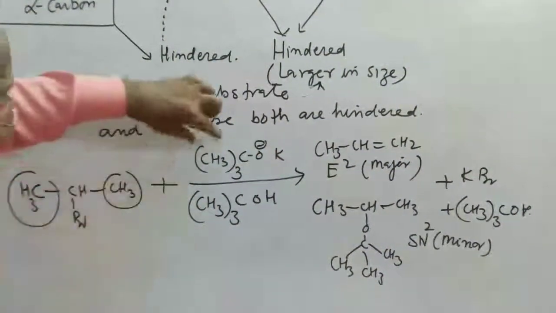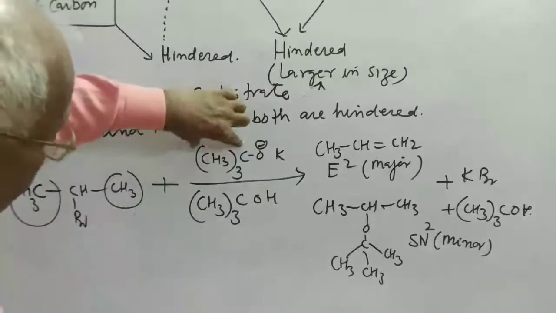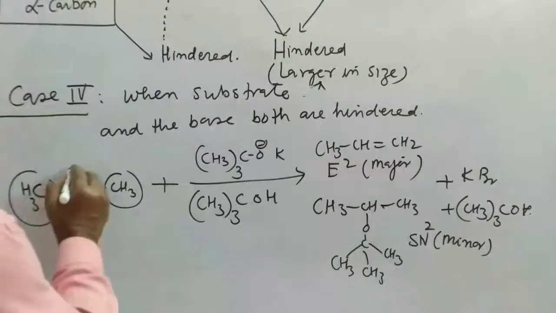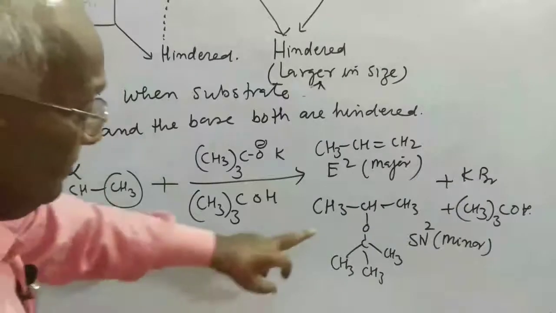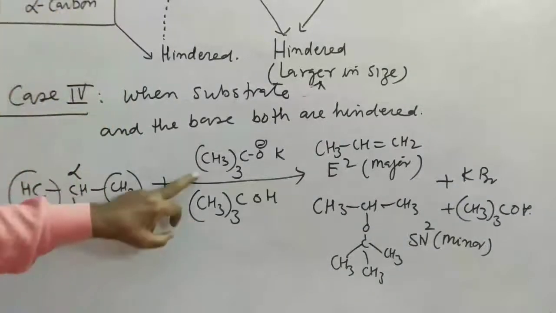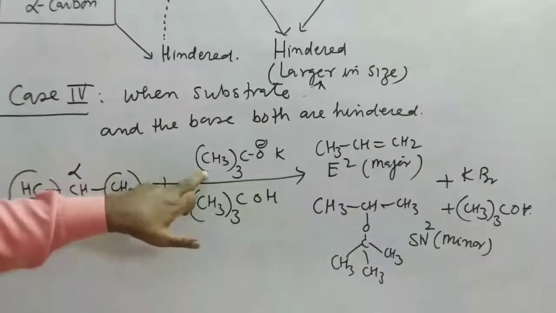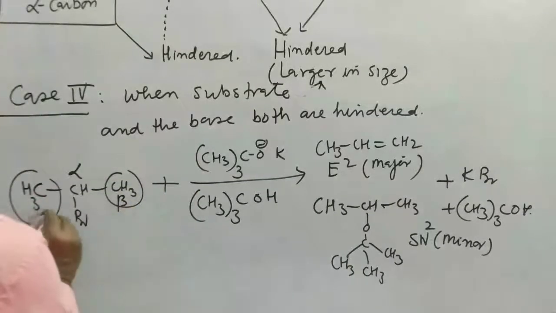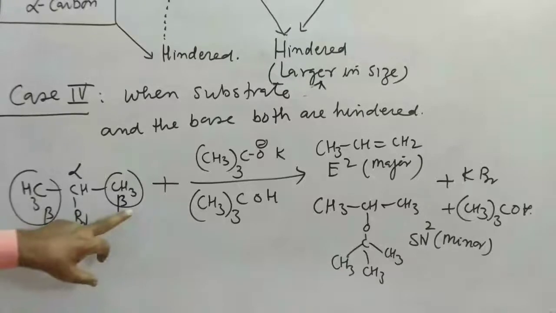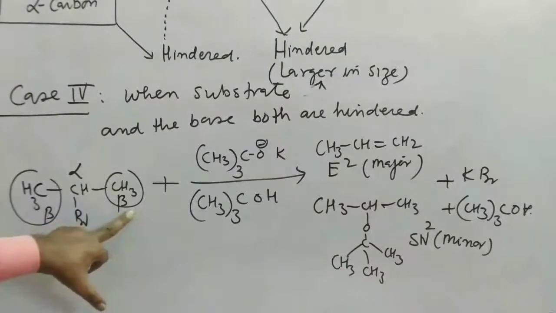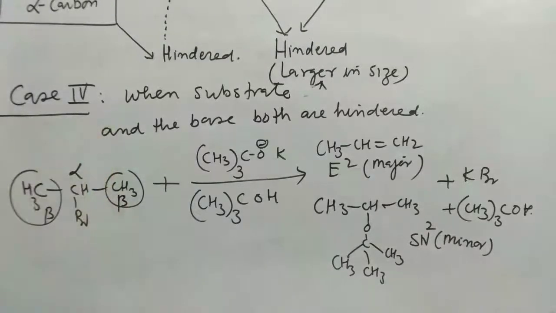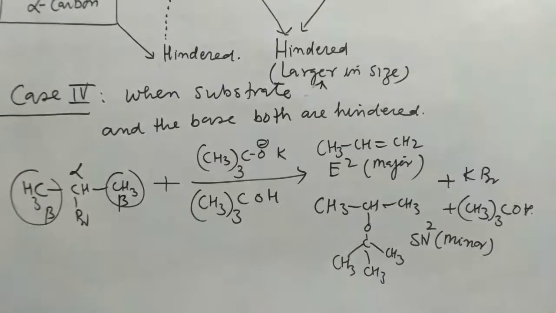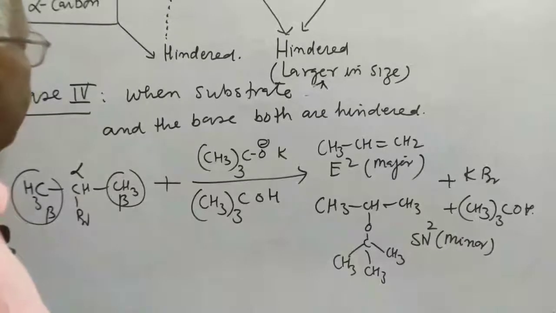So the larger size of the base cannot attack the alpha carbon from the backside, so it gives the minor product, and this base being stronger in nature can abstract the beta proton easily because it is at the terminal position. So these are the cases. There are 4 cases in which there is competition between the E2 reaction and the SN2 reaction.